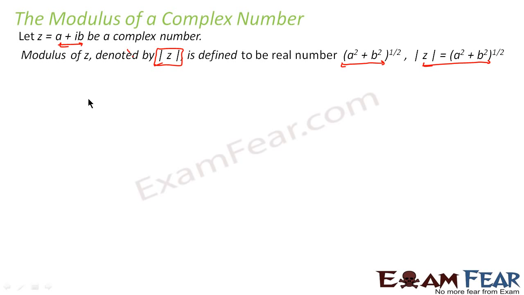Let's take one example. Let's say z is equal to 3 plus 2i. In this case, mod z is equal to root of 3 square plus 4 square.